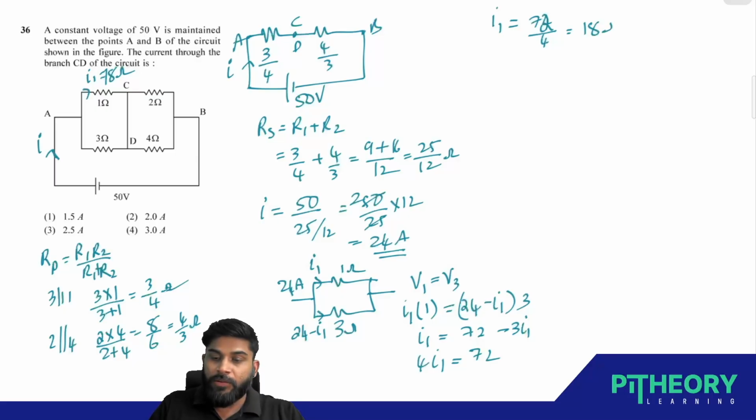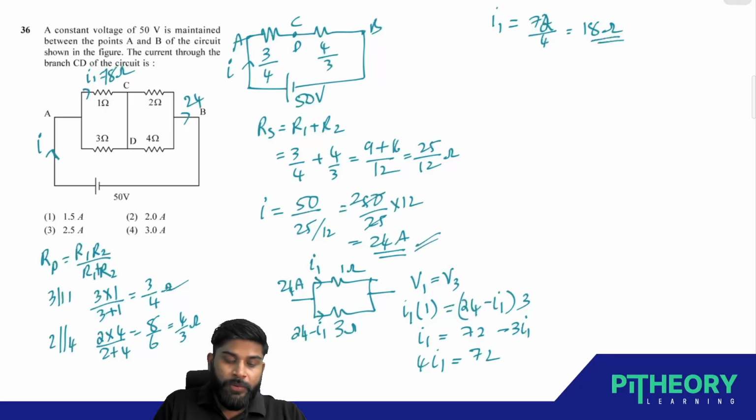Sorry, so 18 ampere is the current through the top branch. That's what we are getting here. Correct. Now at the same time, the total current through the second branch, which is this loop also, that is 2 ohm and 4 ohm. The total current through that is again 24 ampere only. Right.